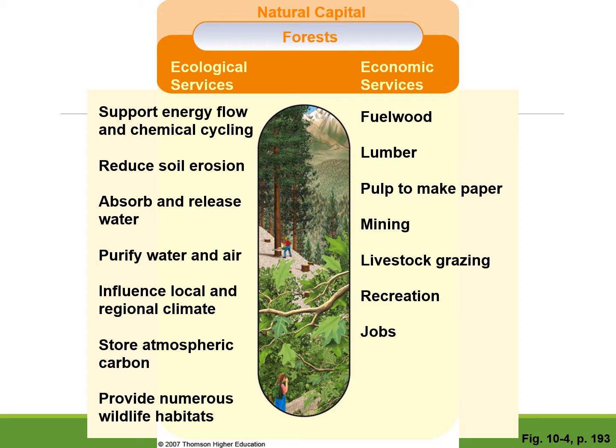They reduce soil erosion. I've got more pictures of that later on, but if the side of a hill, a slope, has trees on it, they have roots that hold the soil in place, so when it rains and rain goes down that slope, the soil stays in place. The tree roots hold that soil in place. That's important to prevent landslides and soil erosion.